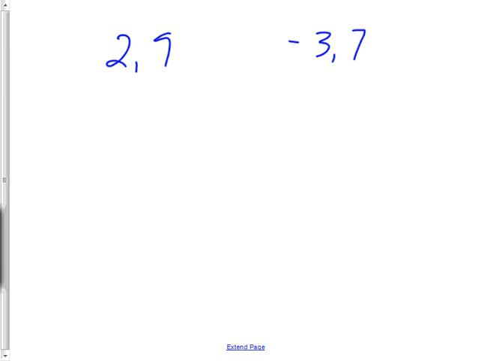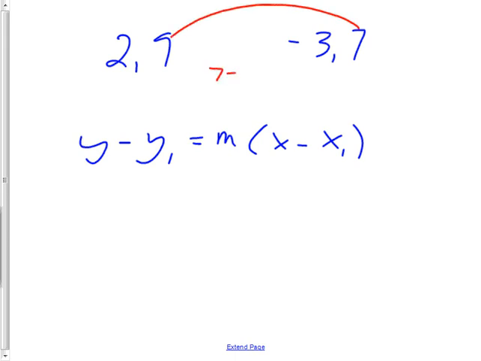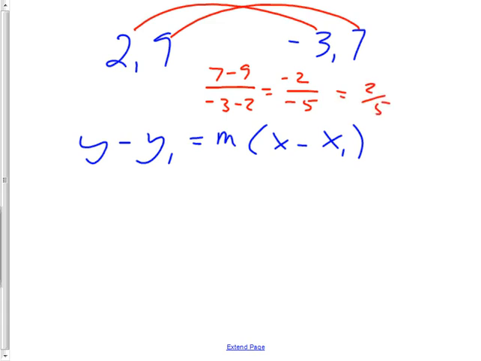All right, here we go. You would say y minus y sub 1 equals m times x minus x sub 1. This time I'm going to do my slope the more normal way. I'm going to go that minus that, 7 minus 9, over that minus that, negative 3 minus 2. And then I get negative 2 over negative 5, so the negatives cancel, it's 2/5.